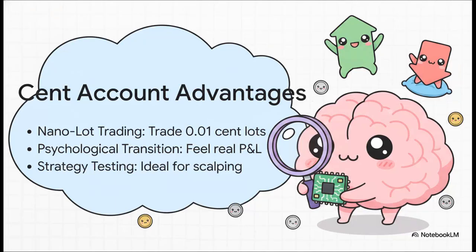This setup offers just incredible flexibility. You're getting into nano-lot trading, meaning you can execute trades as small as 0.01 cent lots. But honestly, the real value here is the psychological transition. Unlike demo accounts where it feels like Monopoly money, Cent accounts trick your brain into taking the process seriously. You actually feel those real profit and loss emotions safely, bridging the gap to live trading psychology. It's absolutely ideal for testing out high-frequency strategies like scalping or grid trading without risking a fortune.